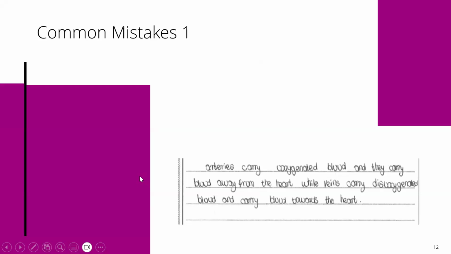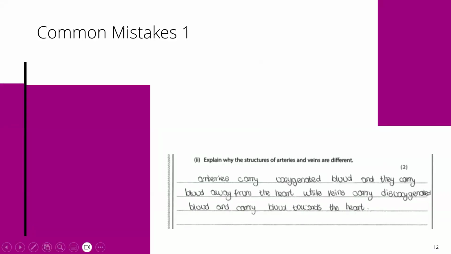So here's a typical response. Student is telling me arteries carry oxygenated blood and they carry blood away from the heart, while veins carry deoxygenated blood and carry blood towards the heart. So the science is good. There's nothing at all wrong with that. There were 2 marks available in this question.